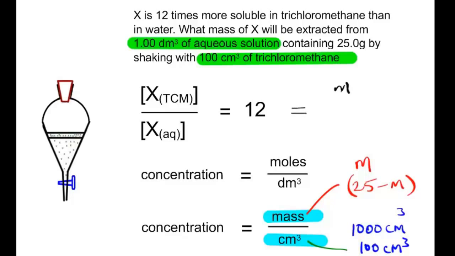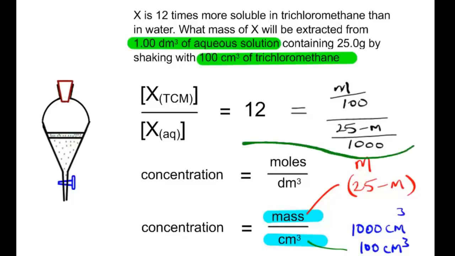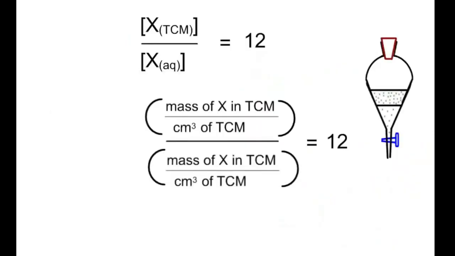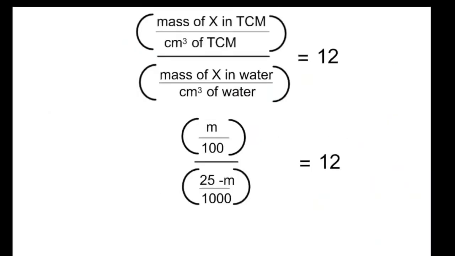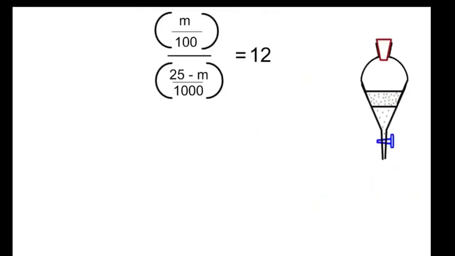So we can express the concentration of X in TCM as its mass m, remember, we assigned m to represent the mass of X extracted into the TCM, over the volume of the TCM, which was 100 cubic centimeters. And do the same with X in the aqueous layer. The mass was 25 minus m over the volume of the water, 1,000 cubic centimeters. All we need now is to solve that. Okay, in go the numbers. We have m over 100 divided by 25 minus m over 1,000 equals 12, or 12 over 1.